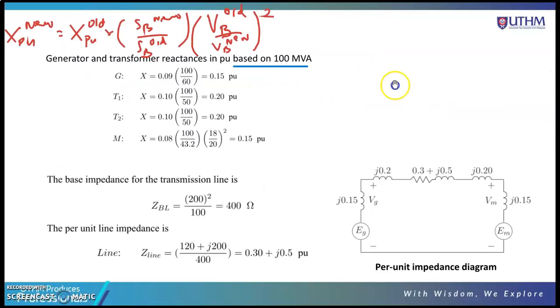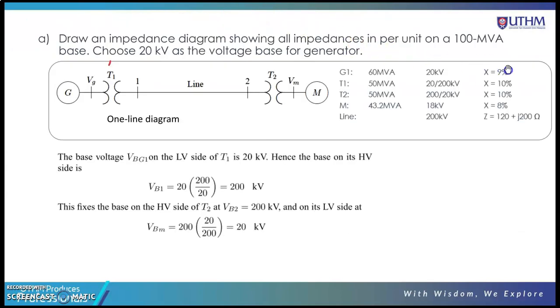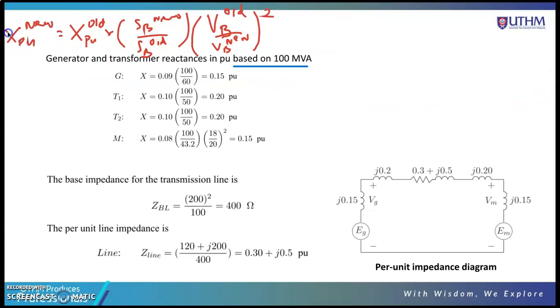This is the general equation of the per unit value, whether you need to determine reactance or Z. If you want to determine X, X per unit new equals X per unit old times S base new over S base old times V base old over V base new, squared. In this case we need to determine reactance because all the information for the generator, transformer, and motor is in X. If you want to determine Z, you can replace X with Z: Z per unit new equals Z per unit old, using the same equation.